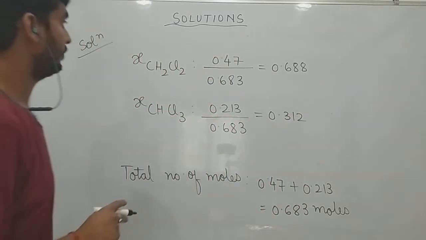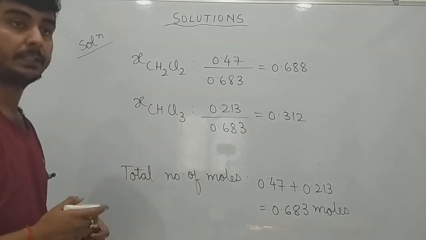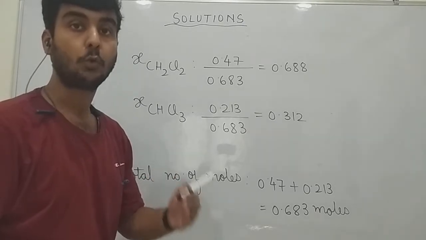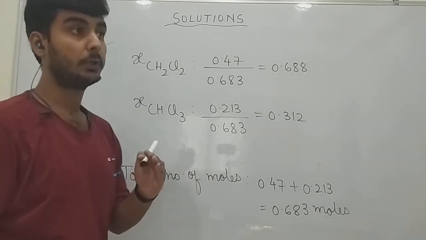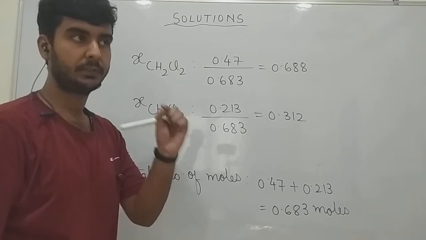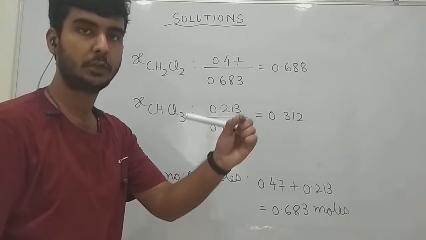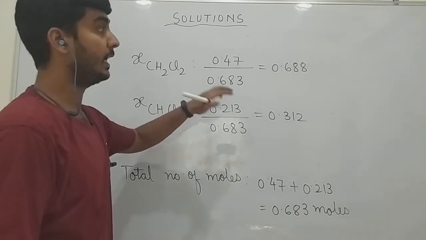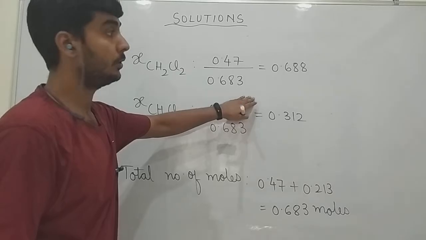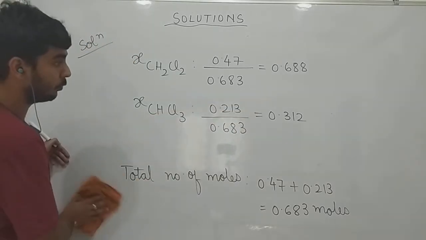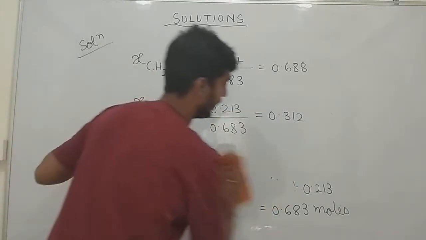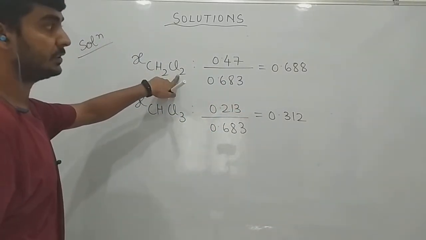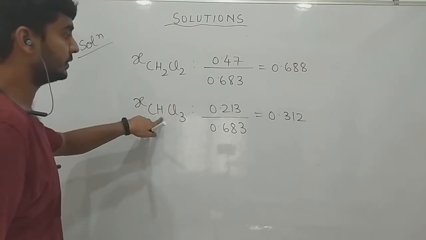So we have found the mole fraction of the components present in the solution. Now we want to calculate the total pressure of the solution. To calculate the total pressure, first we should know the partial pressure of each component, and to calculate the partial pressure of each component we can apply Raoult's law. That is the partial pressure of CH2Cl2, dichloromethane, and the partial pressure of chloroform, CHCl3.